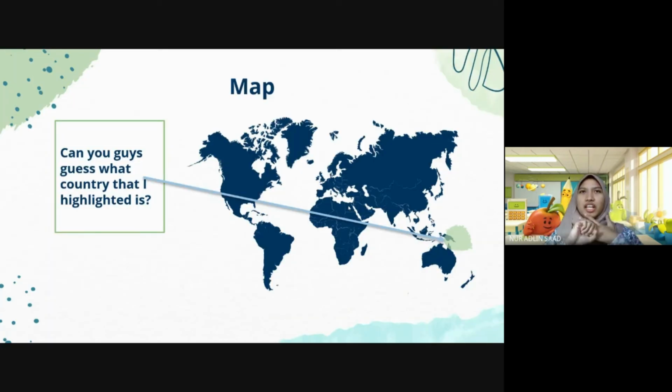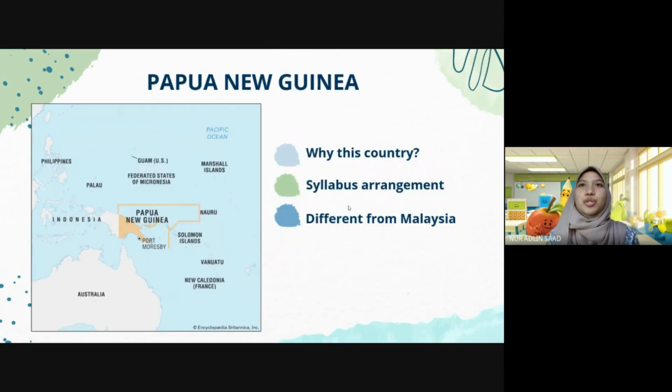Okay, so can you guess what country I highlighted is? That is Papua New Guinea. Alright, I believe that most of us do not know this country, especially the girls, we do not notice this country. So why did I choose this country? I chose this country because of this video. Let's watch.